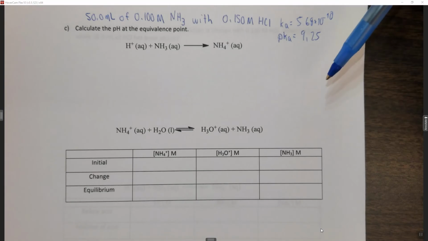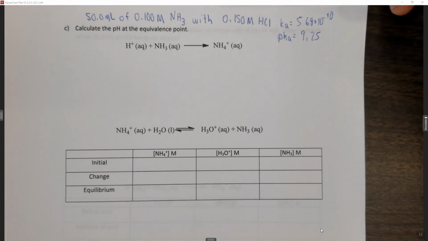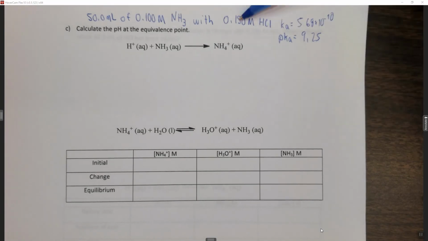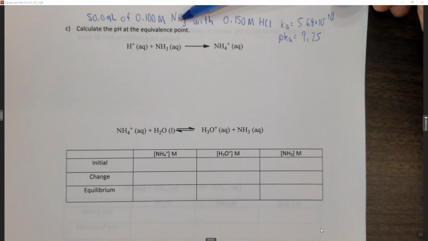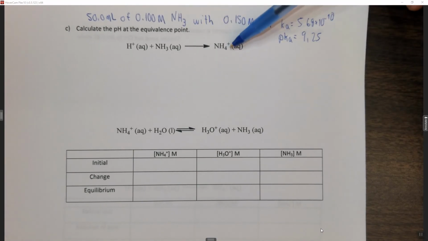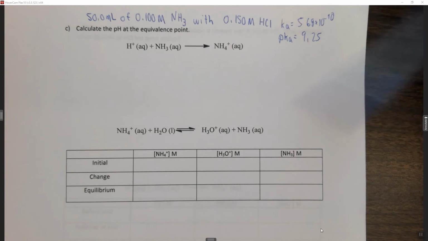That being said, it's quite a bit of work to figure this out. The problem is we need to know the volume of HCl that we're going to use in order to reach the equivalence point, because with that we can then find the concentration of NH3 that is going to be there, but the NH3 isn't going to be NH3 anymore. It's all going to be NH4 plus. So we need to do quite a bit of math.